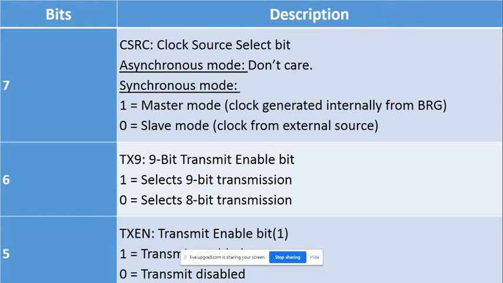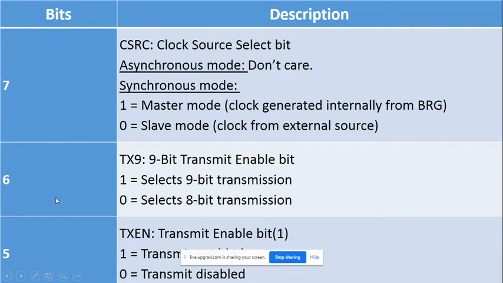Now, bit number 7. Bit number 7's function is the clock source selection bit. Okay. In asynchronous mode, there is no need of a clock source, meaning don't care. This bit is not considered. And for synchronous mode, we just set it to 1 or 0 as per the clock source, either from master or from source. But in our practical, we are not considering bit number 7. Next is bit number 6.